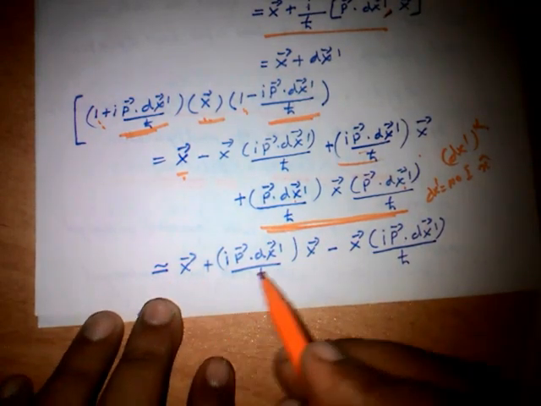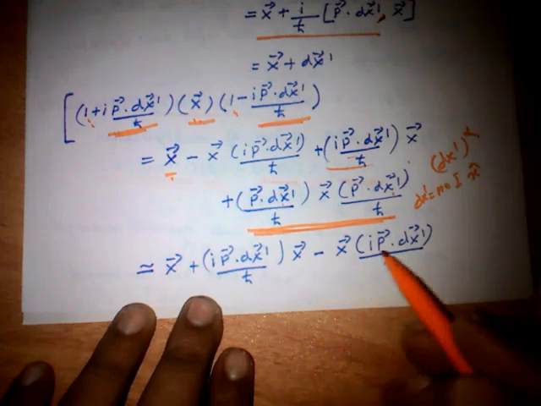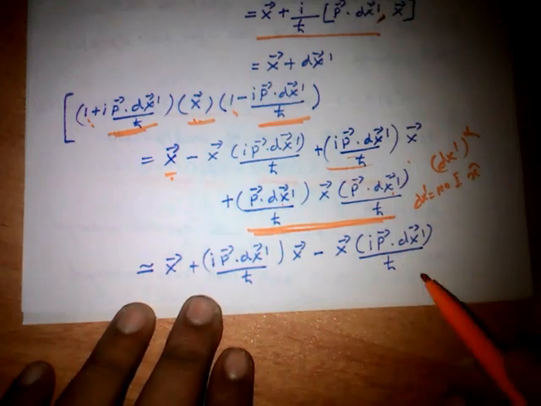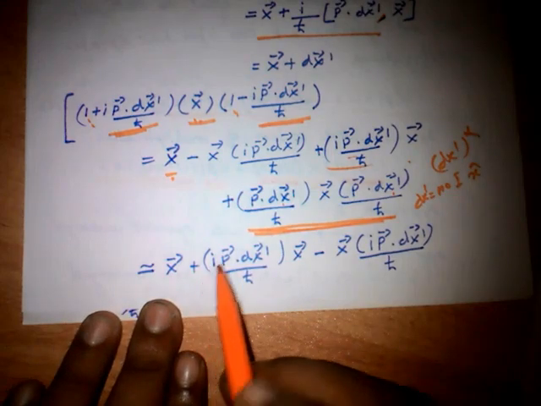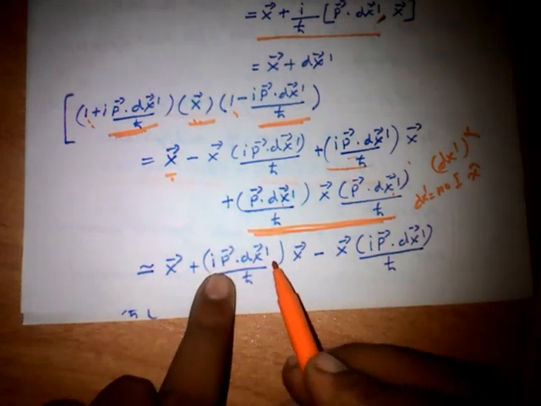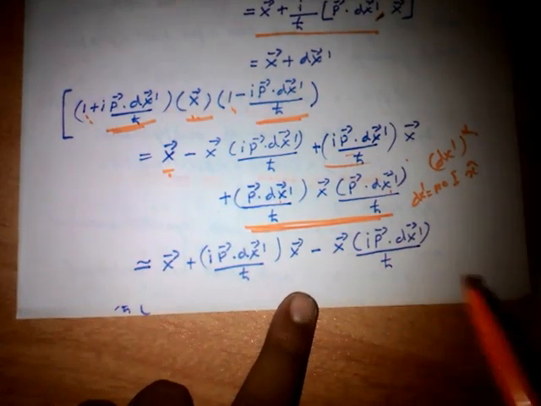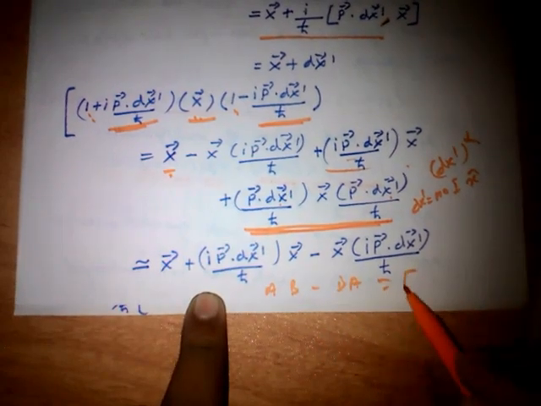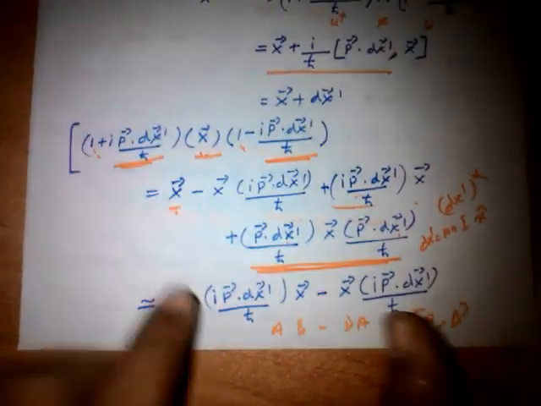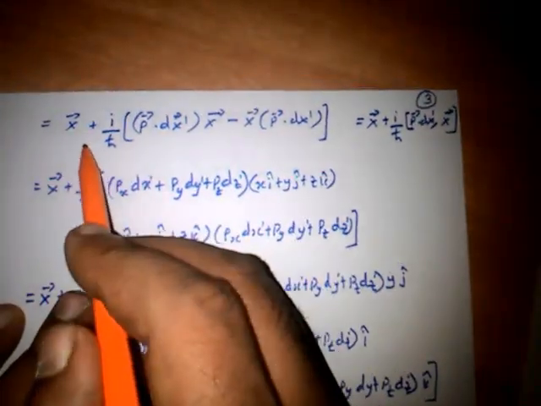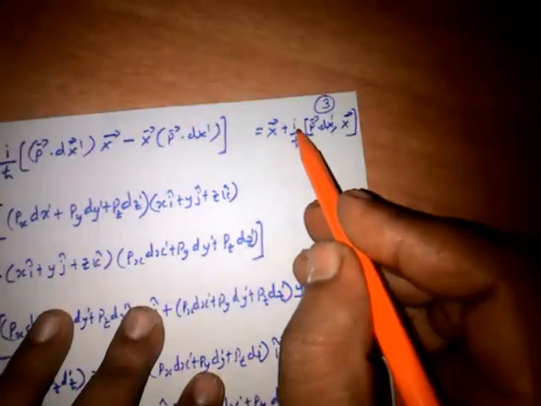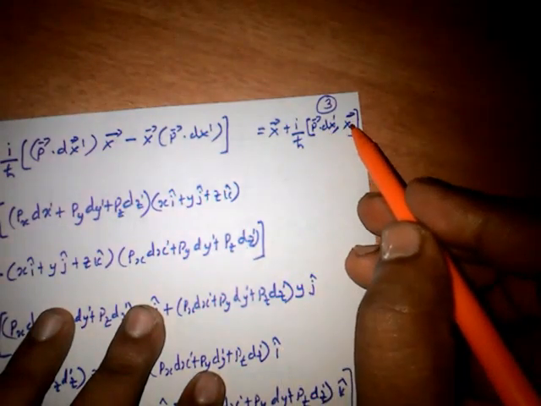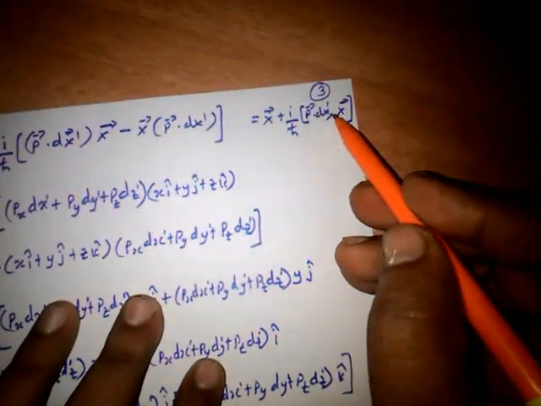So that is equal to x plus i p·dx'/ħ x minus x i p·dx'/ħ. We can take the i/ħ outside, and then we get p·dx' x minus x p·dx'. That means in the form of AB minus BA, that is equal to the commutator of A and B. That is equal to x plus (i/ħ) times the commutator of p·dx' and x.